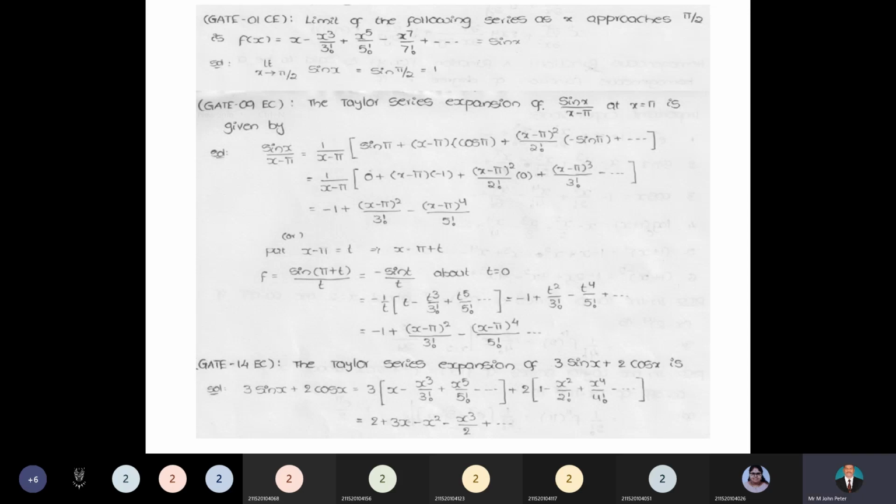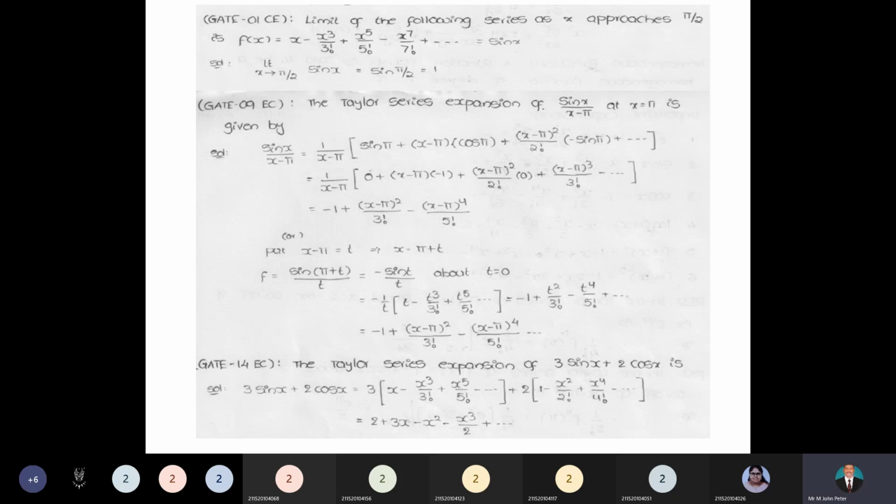The outside value 1 divided by x minus pi is multiplied inside, and we get the series minus 1. The first one, 0, is eliminated. The next one converts as minus 1 because x minus pi in the numerator and x minus pi in the denominator get cancelled. The next term, x minus pi whole square by 2 factorial into 0, is eliminated. Next is x minus pi whole cube by 3 factorial. The next one is x minus pi power 4 divided by 5 factorial, with the constant as 1. With the denominator eliminated, x minus pi power 5 converts as a 4.